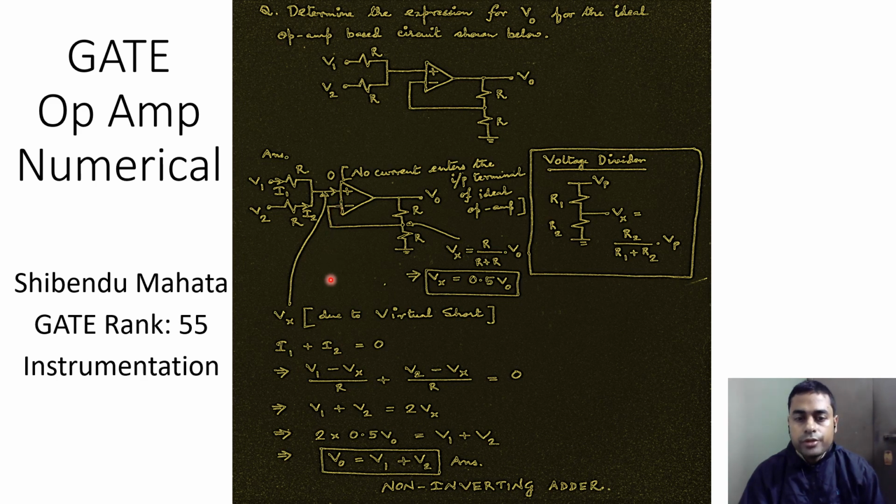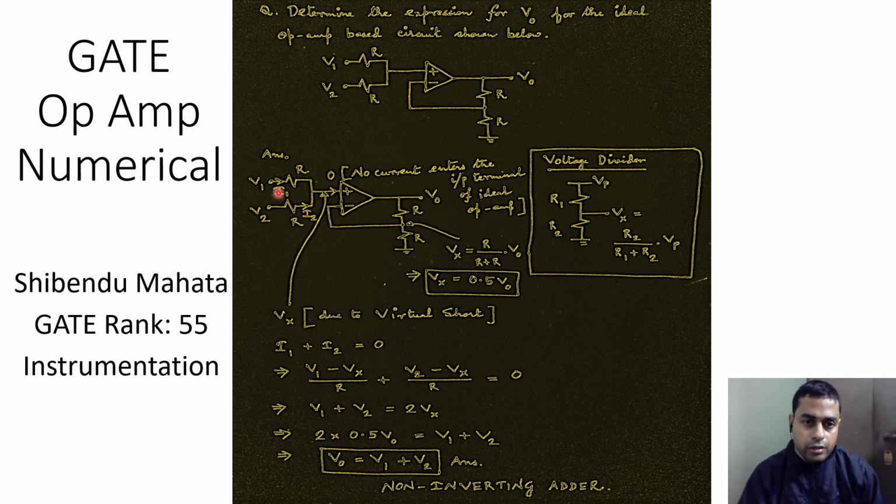From the concept of virtual short, we also know that the voltage at the inverting and the non-inverting input terminals will be the same if there is presence of negative feedback, and therefore the voltage at this node will also be 0.5 times V0. Now if we mention this node voltage as Vx, which is equal to 0.5 V0, then we can go ahead with the formulation of the KCL for this part of the network, considering this to be the node.